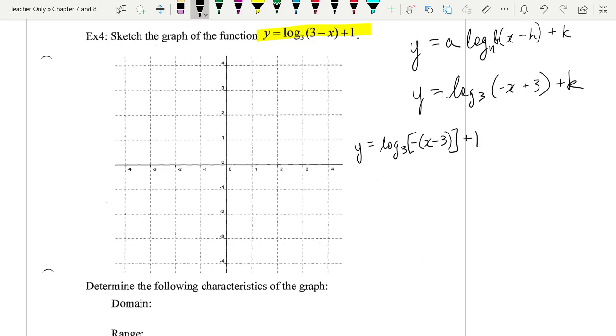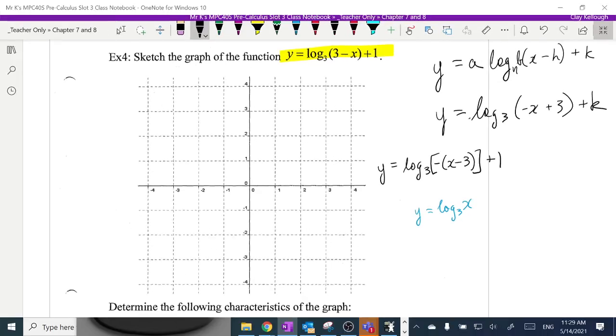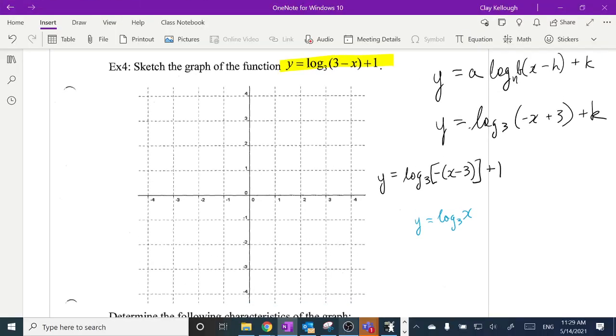So my parent graph is log to the base 3 of x. And then what am I doing to it? I am reflecting it. Which reflection is it when b is a negative? I'm reflecting it in the y-axis, and then I'm shifting it 3 to the right and 1 up. So I'm going to pause the video and let you play with that for a minute and see if you can get it. Okay?